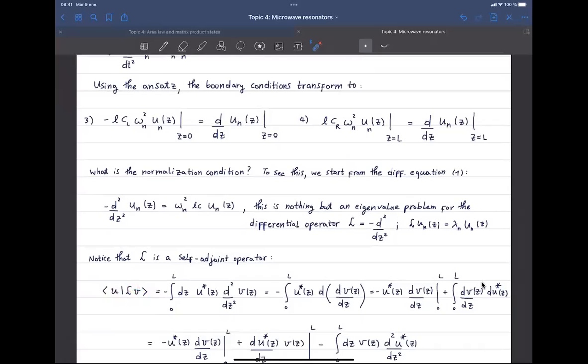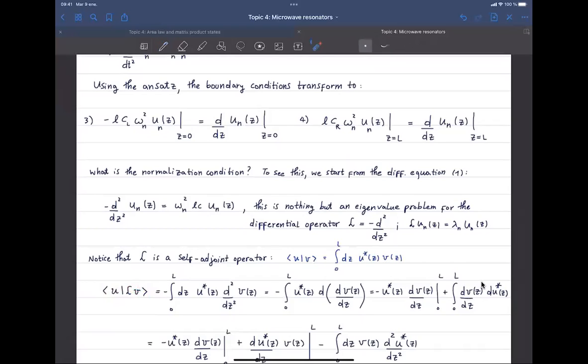So our definition for this: imagine we have two functions, u and v. We define our inner product in this way: an integral between 0 and L, with the integration variable z, and then we have u star, which is the complex conjugate, times v of z. So this is essentially the definition we are using for the inner product.